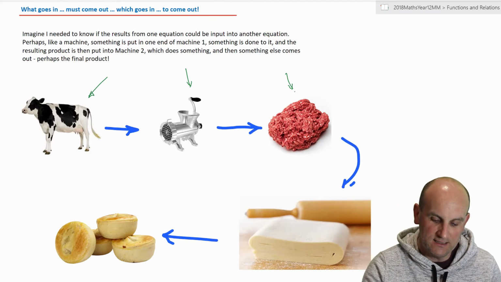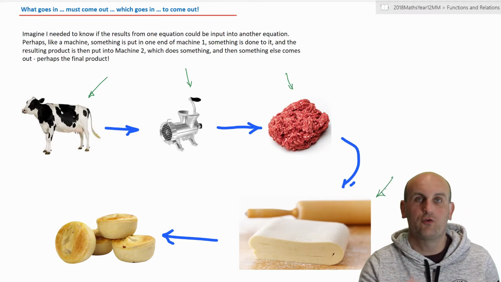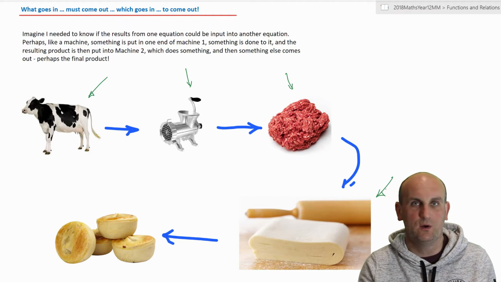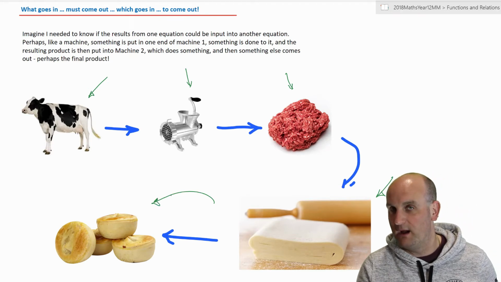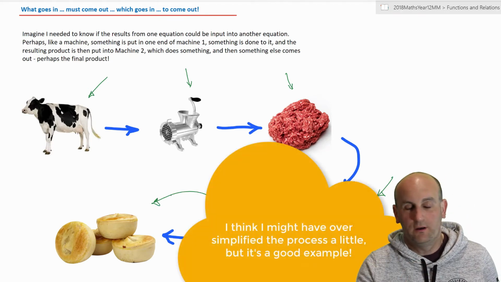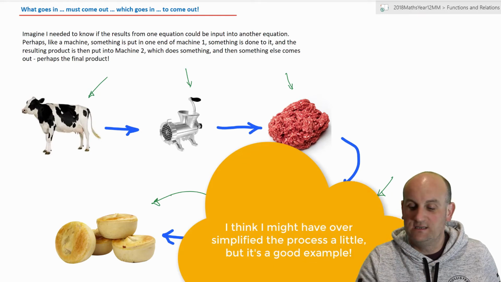And then I've taken that mince, and I've put it in through another process. This could be baking or whatever else. And in this situation, my picture says I've put it in pastry. And out has come a beautiful party pie. You're going to say, what on earth are you talking about? Well, actually, this is what this lesson deals with.